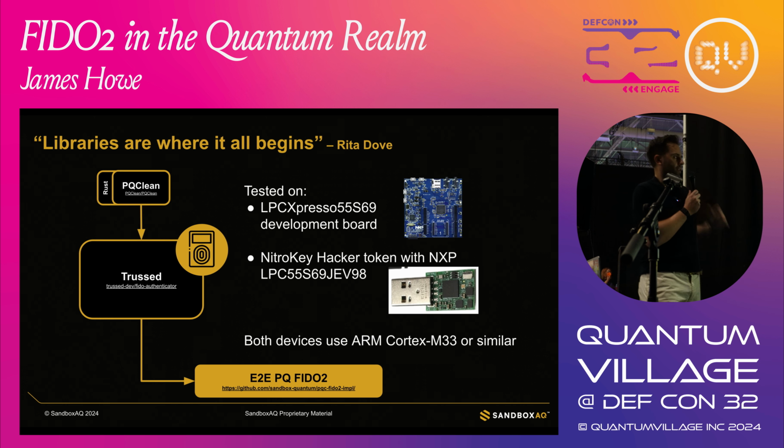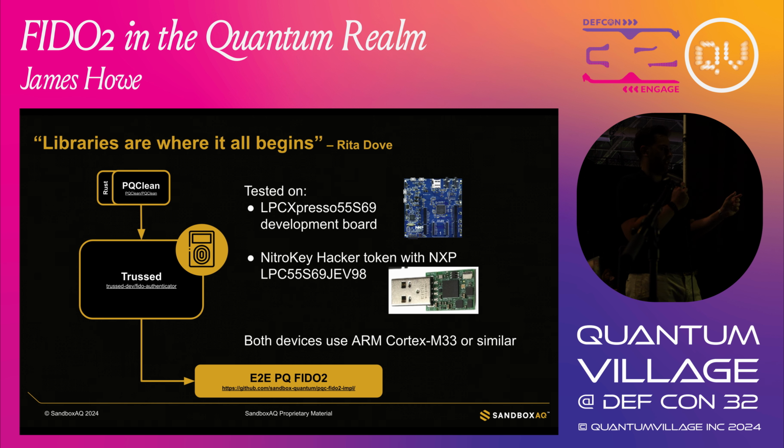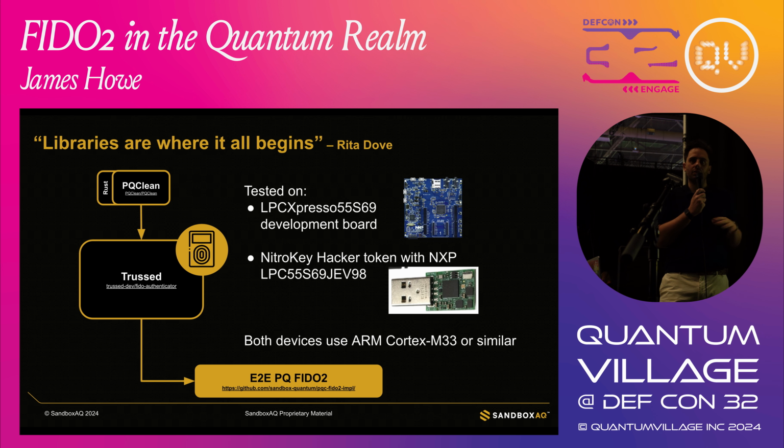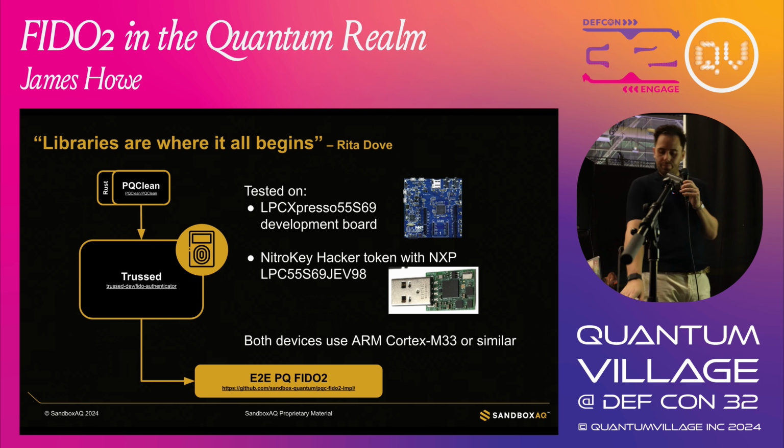For the device, for the token, we basically use the same tokens that are used by NitroKey. For the development of all of the code, we just use the development board, and the token is based on an NXP chip, similar to an ARM Cortex-M33. I think this is also similar to what you will see in your Yubico devices as well, in terms of power, performance, and things like that.